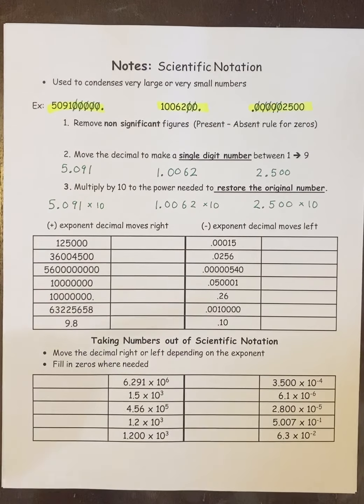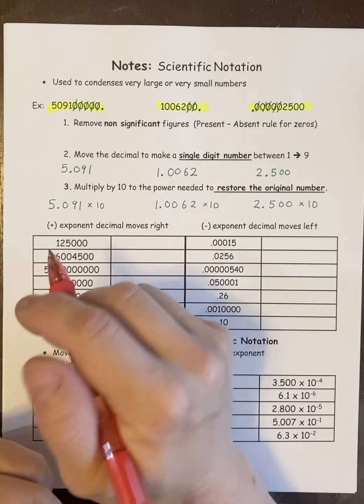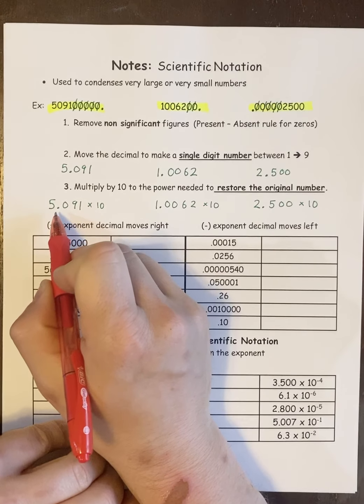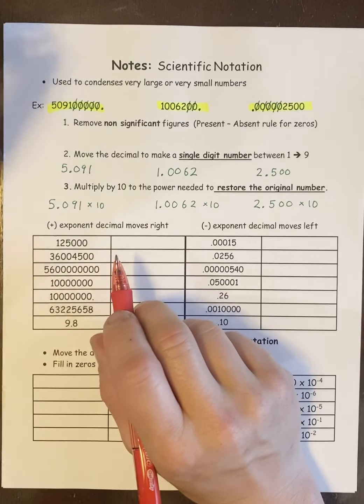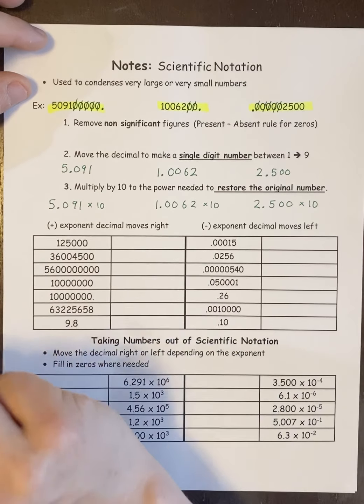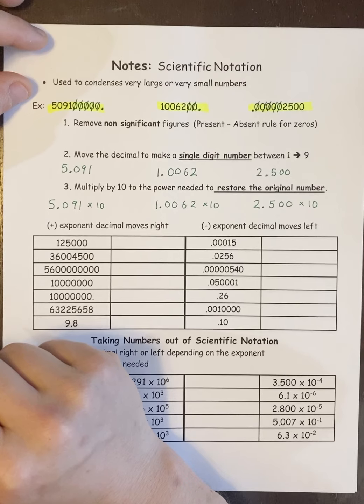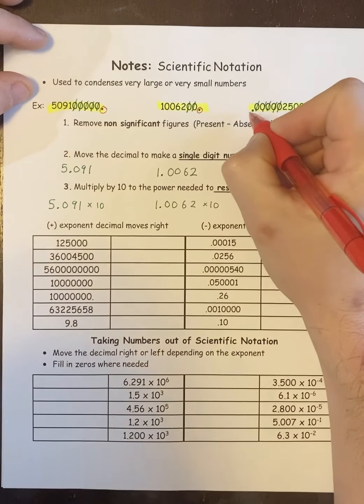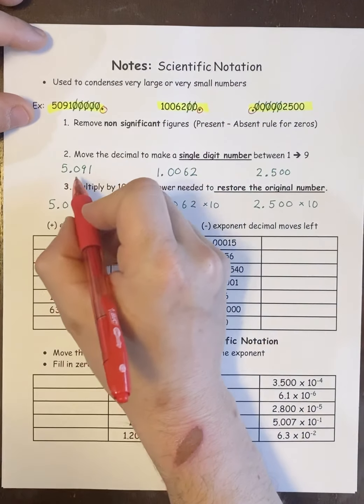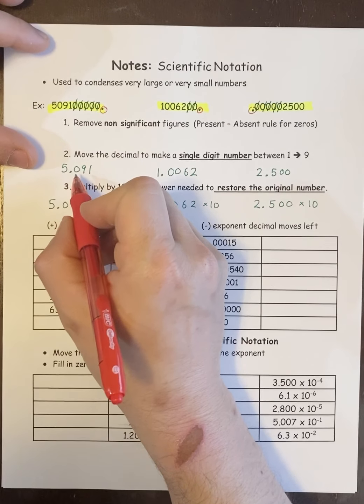Now, a couple rules. If the exponent is positive, that means we want to move this decimal to the right. And if the exponent is negative, that means we would want to move that decimal to the left. So what we're going to do is figure out how many spots we have to move it to get it back to its original location. The original locations were where they were originally.